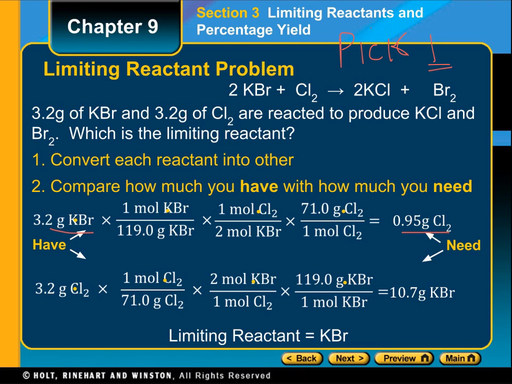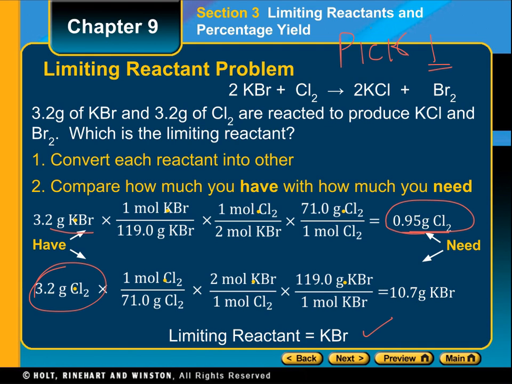So let's look at this first one. We're saying that we need 0.95 grams of Cl2. In our problem, we were told that we had 3.2 grams of Cl2. So do we have enough? Well, we only need 0.95 and we have 3.2, so we have plenty, which means that the Cl2 does not run out. It means that the other substance runs out and is our limiting reactant. So in this case, our limiting reactant would be KBr.